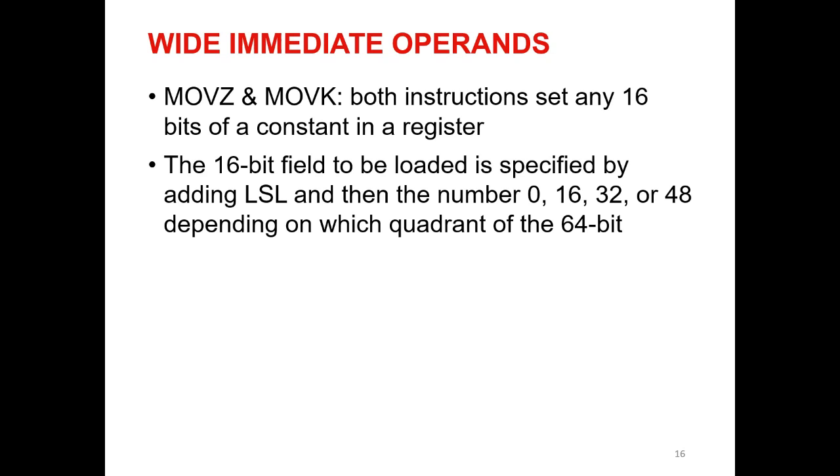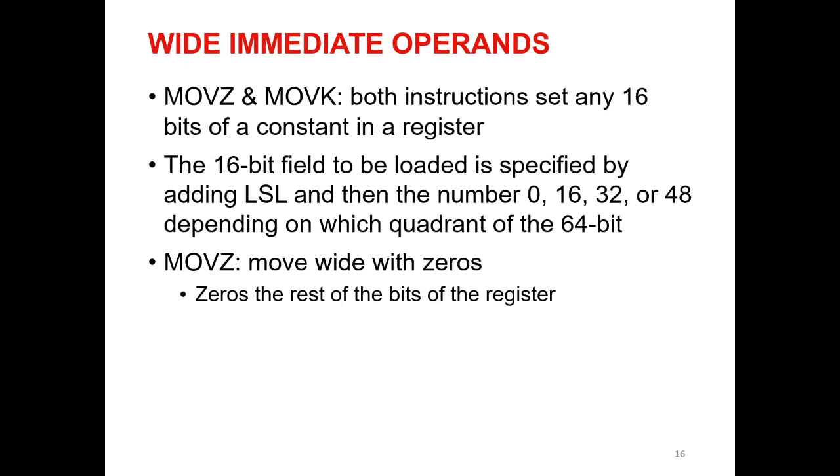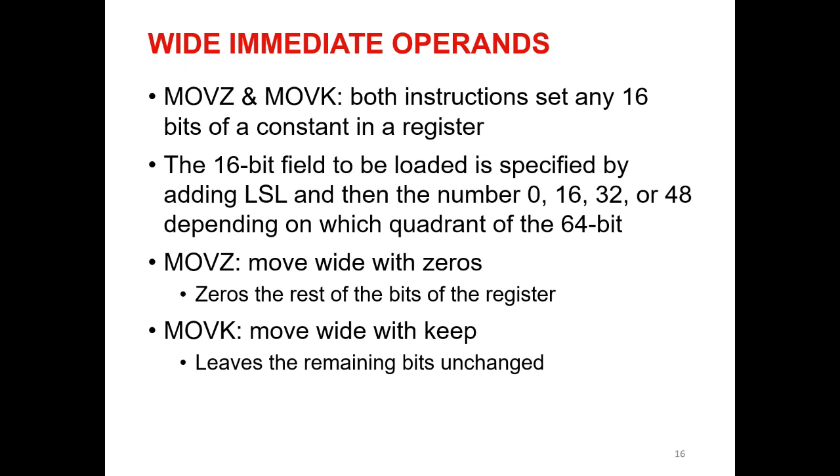As I have mentioned, we have two instructions, MOVZ and MOVK. The first one, MOVZ, modifies the quadrant we have selected, and also modifies the rest of the bits of the register, assigning them the value 0. If we want to keep those values and only modify the quadrant we have selected, we use the instruction MOVK, which keeps the values. So let's see an example to make this clear.